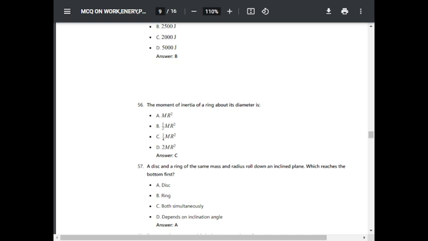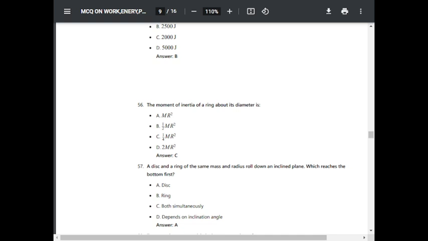Question number 56. The moment of inertia of a ring about its diameter is: option A mr square, option B 1 by 2 mr square, option C 1 by 4 mr square, option D 2 mr square. The correct answer is C, 1 by 4 mr square.